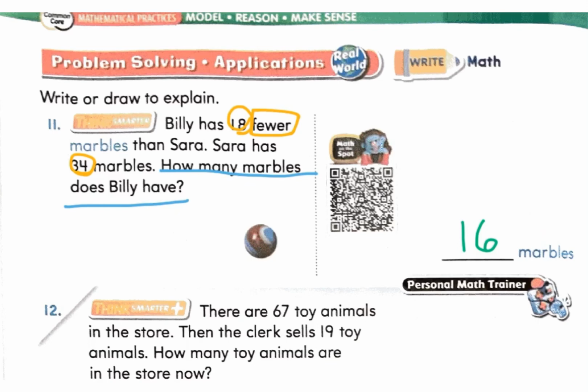Some of you may have done it this way. 34 minus 18. 34 is Sarah. 18 is how many fewer. We need to figure out how many Billy has. So some of you may have needed to draw for this in order to regroup, and some of you may have just done it by writing it out. So I'm going to take a 10 away from the 3 because I can't take 8 away from 4, and that becomes 2. This becomes 14. 14 minus 8 is 6. 2 minus 1 is 1. Good. Billy has 16 marbles.